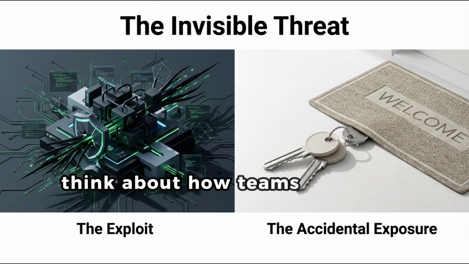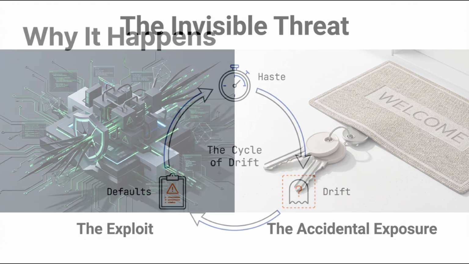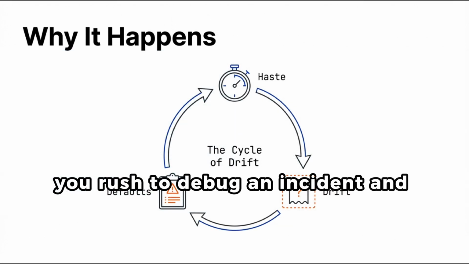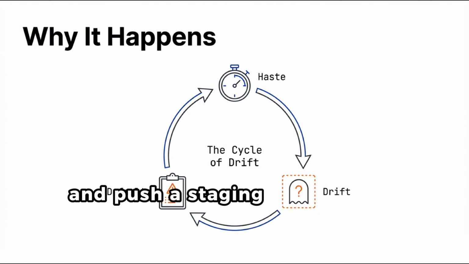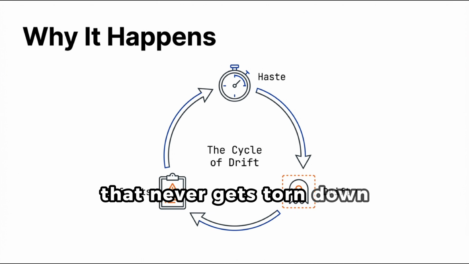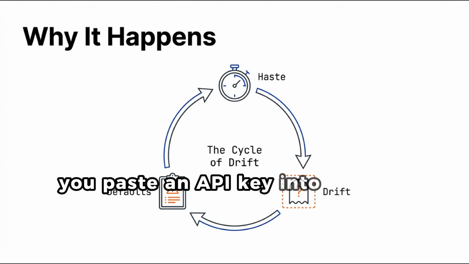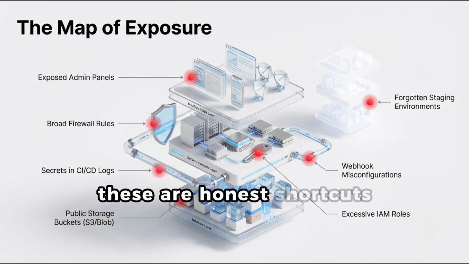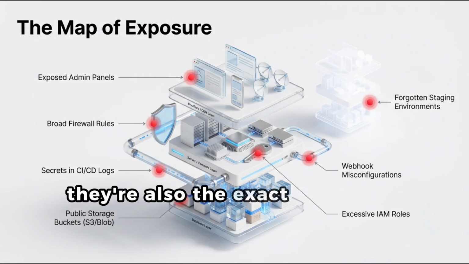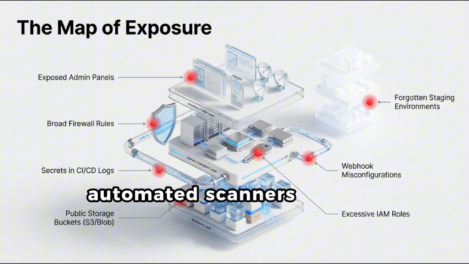Think about how teams work. In a hurry, you rush to debug an incident and open a firewall rule. You run a quick test and push a staging environment that never gets torn down. You paste an API key into a script for convenience and forget to remove it. These are honest shortcuts. They're also the exact conditions automated scanners look for.